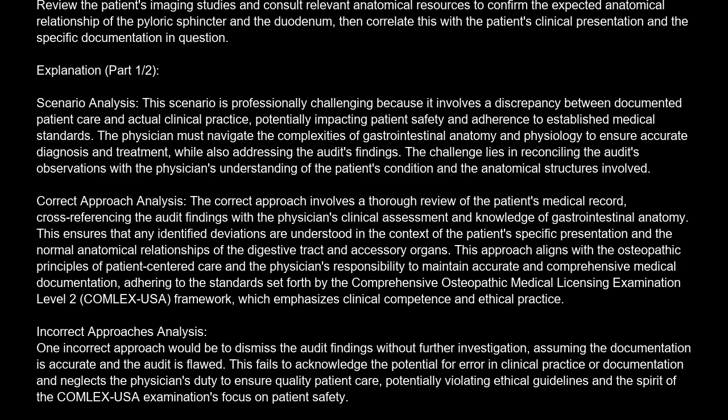Incorrect approaches analysis. One incorrect approach would be to dismiss the audit findings without further investigation, assuming the documentation is accurate and the audit is flawed. This fails to acknowledge the potential for error in clinical practice or documentation, and neglects the physician's duty to ensure quality patient care, potentially violating ethical guidelines and the spirit of the COMLEX-USA examination's focus on patient safety.